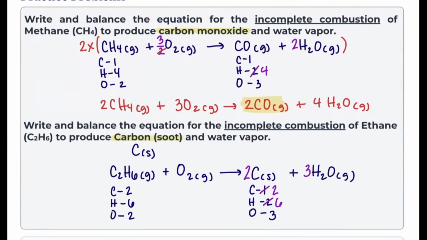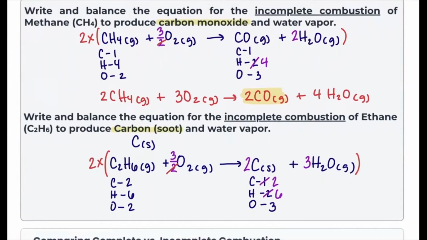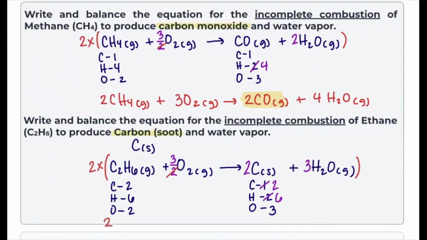So similar to the last problem, if we do a fraction, in other words, we put 3 over 2 in front of the O2, we can get rid of the fraction by multiplying the whole equation by 2. So that we can get 2 C2H6 and 3 O2 to produce 4 C and 6 H2Os. And again, this is an incomplete combustion, where oxygen gas is limited. And this time the pollutant formed is soot, also known as solid carbon.